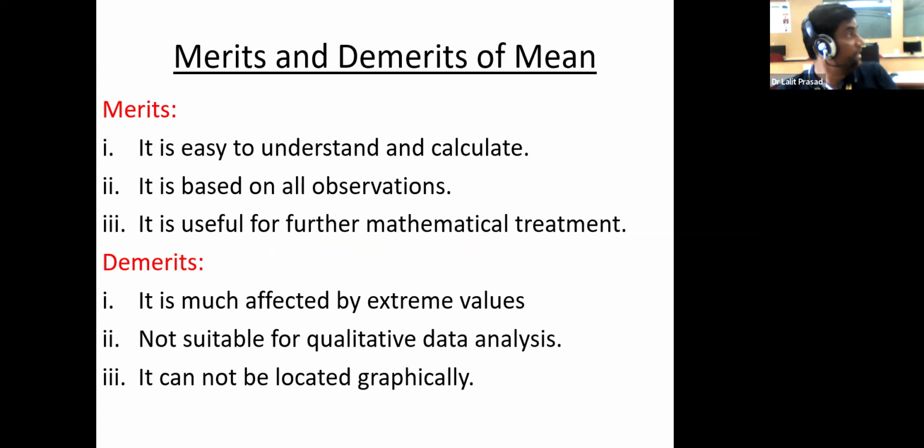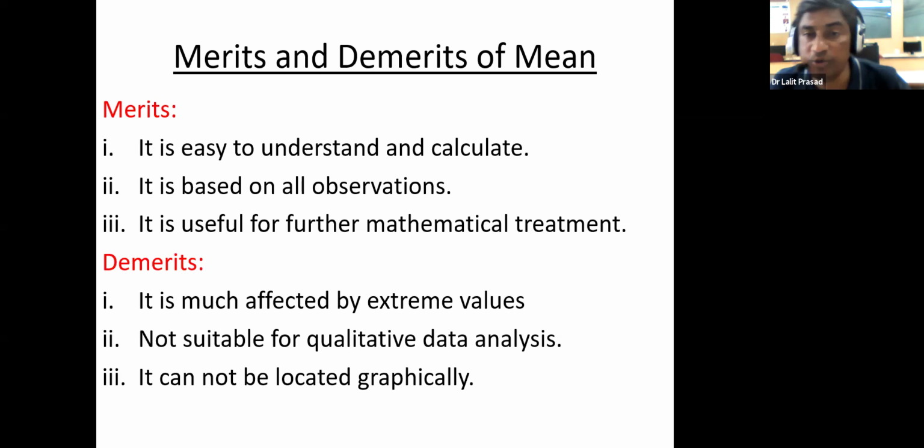I have just quickly done it because we have done all these things in our school days also, or somewhere we are related to mean, median, and mode. Everyone knows all this, the basic concept of this. So now merits and demerits of mean we are talking about.